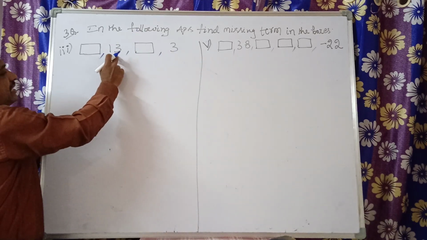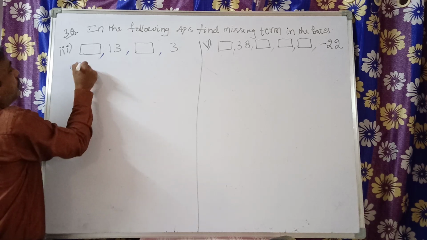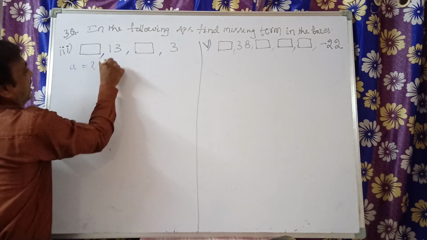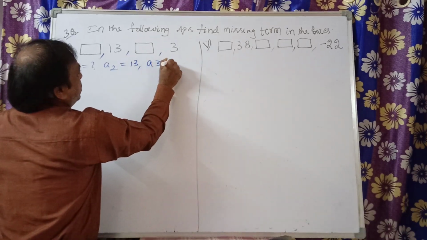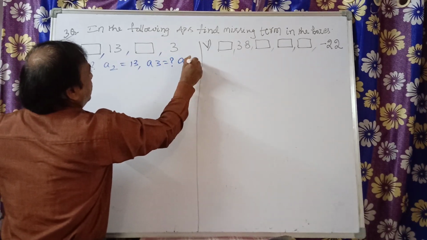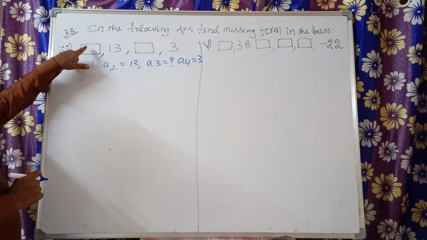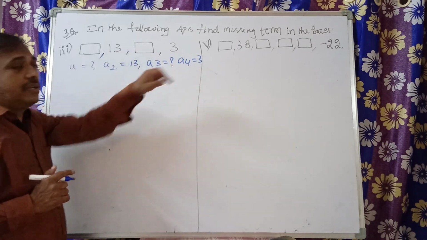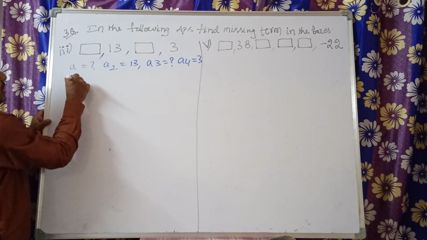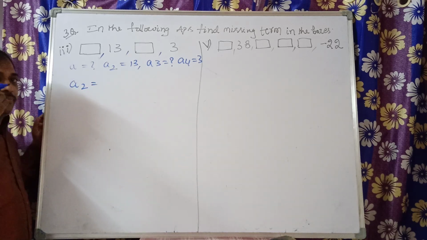So what is 13? This is the first term A. So A is equal to question mark, we don't know. And A2 is equal to 13. A3 is equal to question mark. A4 is equal to 3. Observe it. A is a question mark because we don't know, A2 is 13, A3 question mark, A4 is 3. Now you tell me, how do we write A2 as an arithmetic progression term?